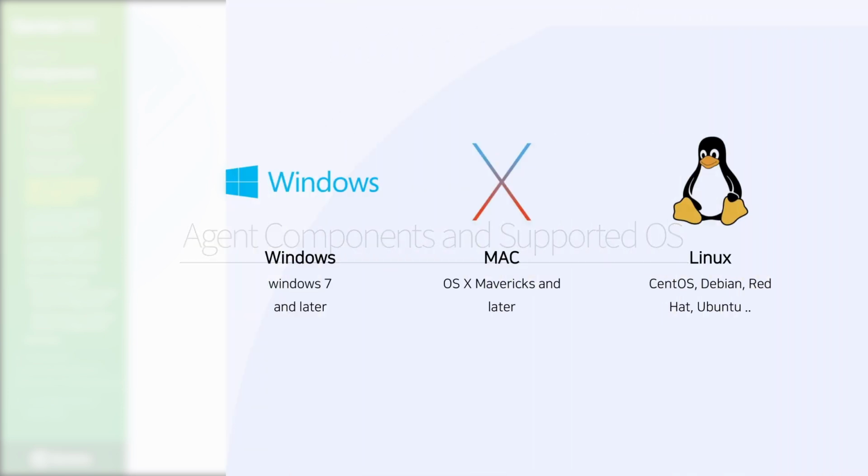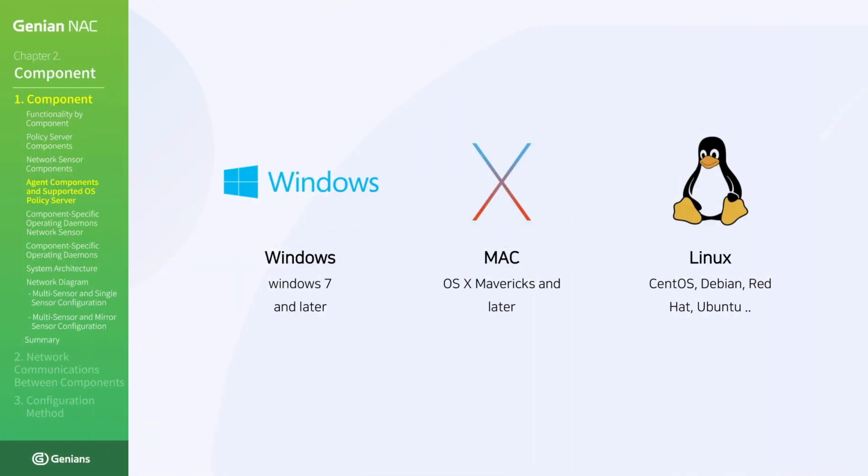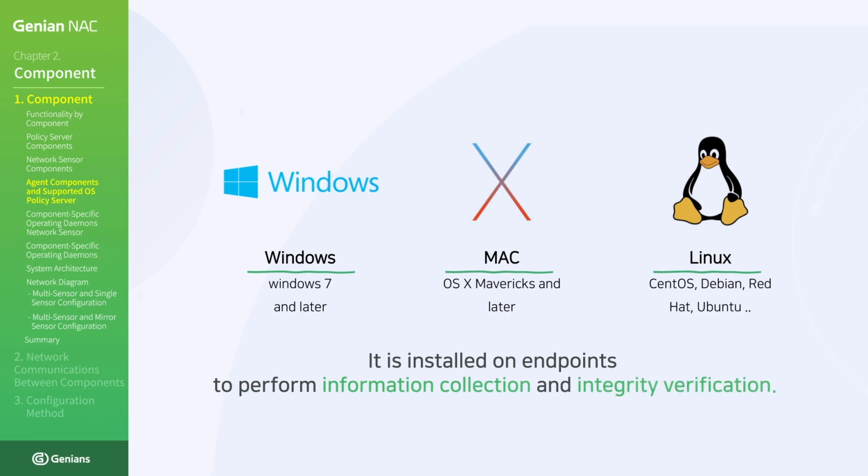The agent consists of 3 components. It is categorized based on the supported operating systems, Windows, Linux, and macOS. It is installed on endpoints to perform information collection and integrity verification.